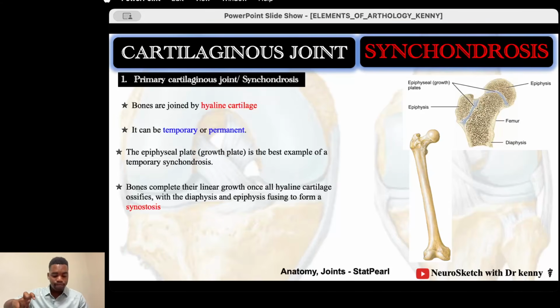And then later, when growth ceases, the growth plate, which is a temporary hyaline cartilage joint, will be replaced by bone. And the process, as we have said, of replacing the joint by bone is known as synostosis.